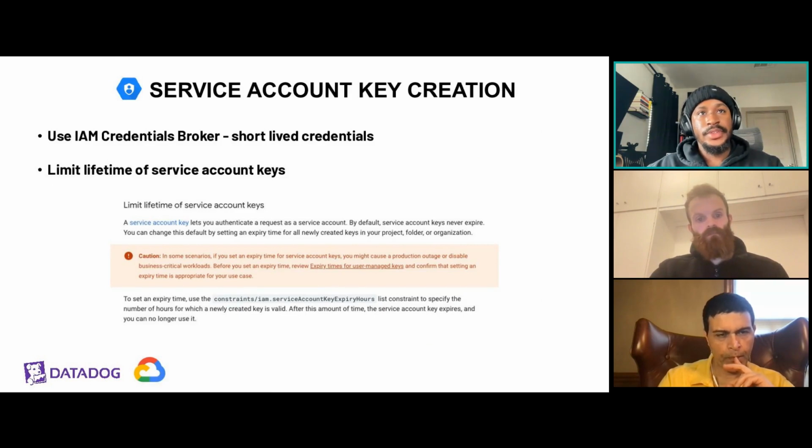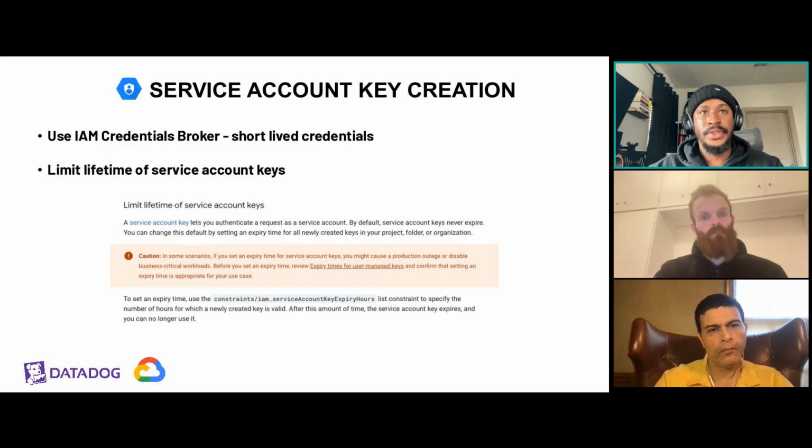So with service account key creation, you can also use some native Google Cloud configurations to actually limit the possibility of this activity. Google Cloud actually gives you the ability to create more short-lived credentials, in a way that you can allow your service accounts to function properly without having them be immortal. And you also have the ability to limit the lifetime of your service account keys. So even though they might be immortal, quote unquote, by default, you have the ability to limit how long they actually exist by setting an expiry time. So this is sort of a preventative measure before actually going into a detective measure.